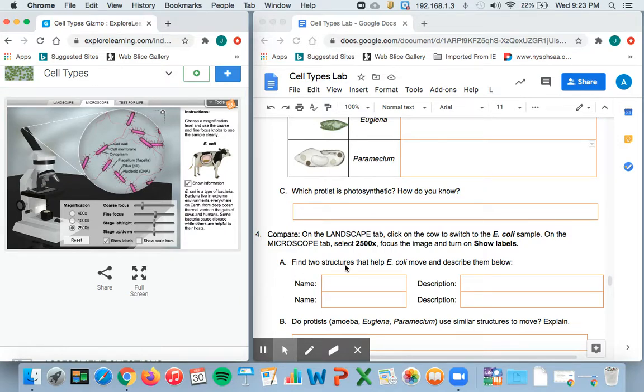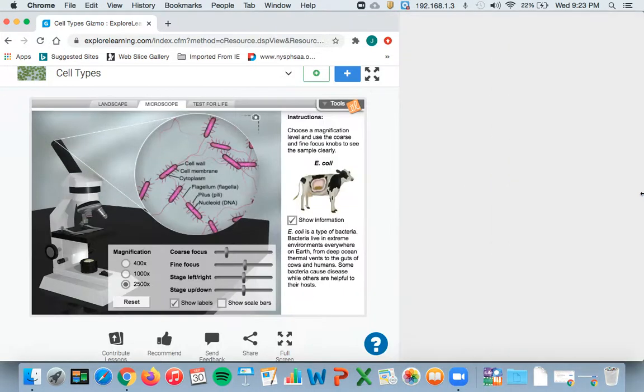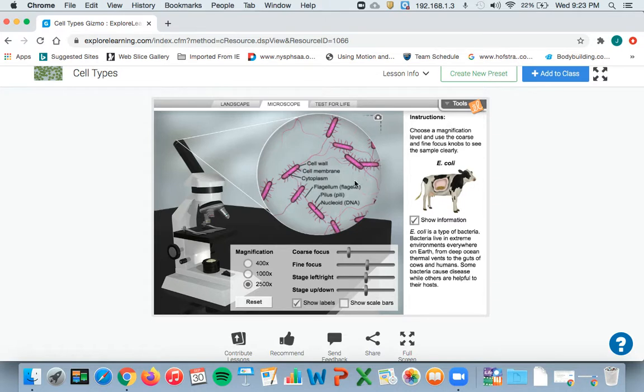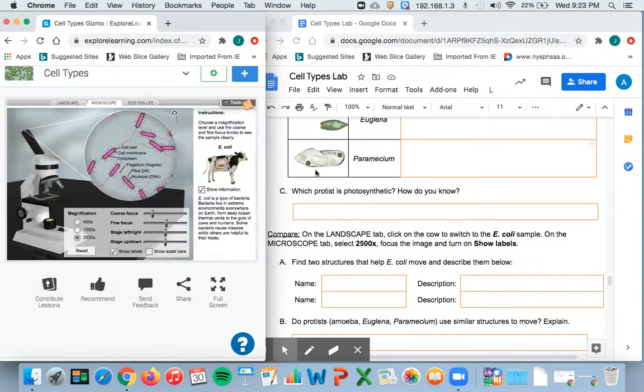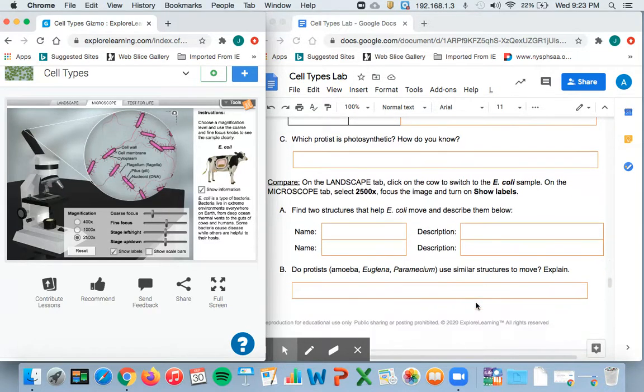Find 2 structures that help E. coli to move and describe them below. Okay, so we're not actually seeing the motion of the E. coli here, but look at the structures. Look at the structures. What do they have on them that was similar to what our protist had? Okay, tell me the names of those structures in these boxes and describe to me what those structures will do.